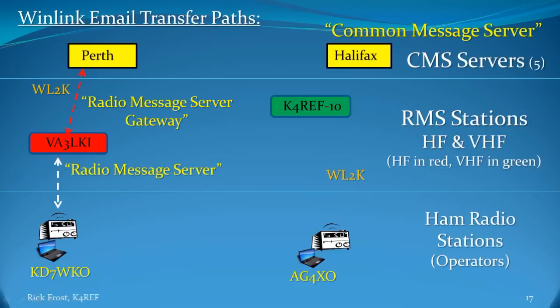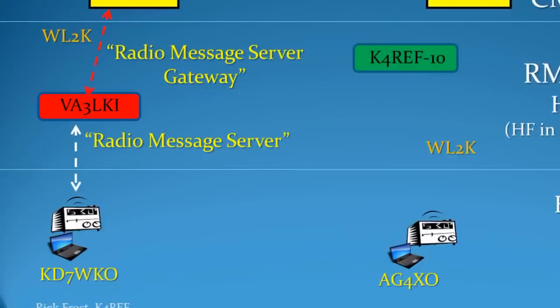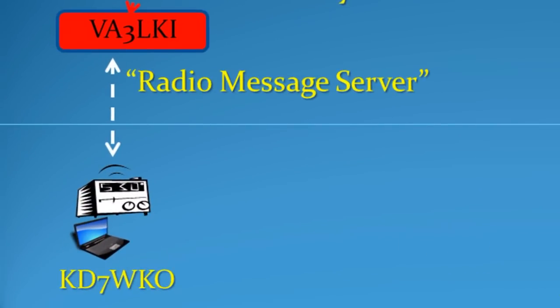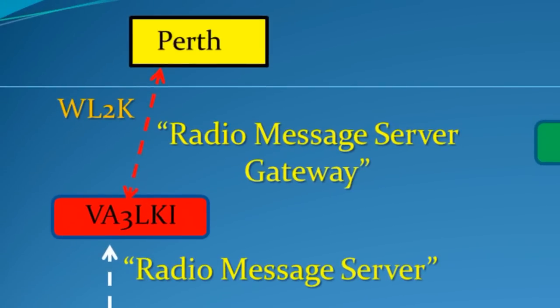KD7WKO starts out by contacting a RMS station. In this case, it's VA3LKI, my friend Michael's Pactor station in Canada. RMS stations are called radio message servers. KD7WKO uses RMS Express to pass his email to VA3LKI. If that station is connected to a CMS server, in this case Perth, then VA3LKI is considered to be a radio message server gateway, because it has access to the internet and to Perth, so the email message reaches Perth.